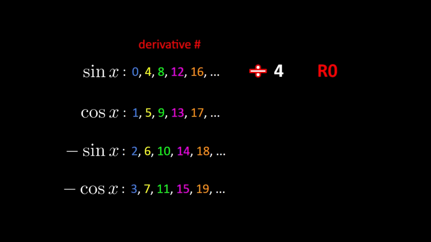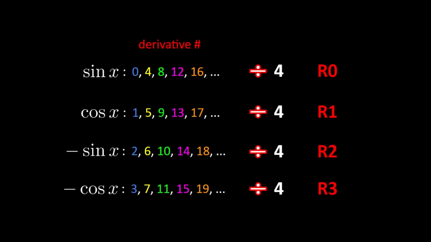And since this is a four-part cycle, that's why this works and makes a lot of sense. So if we divide any of those sine of x numbers by 4, the remainder is always 0. So 0 divided by 4, 4 divided by 4, 8 divided by 4, all 0. If we divide any of those cos of x derivative numbers by 4, we can see that all those remainders are 1. And similarly with the minus sine of x, if we divide any of those numbers by 4, we get a remainder 2. And the last one, if we divide any of those numbers by 4, we get a remainder 3. And hopefully you're noticing that the remainder is actually the derivative number that we need.